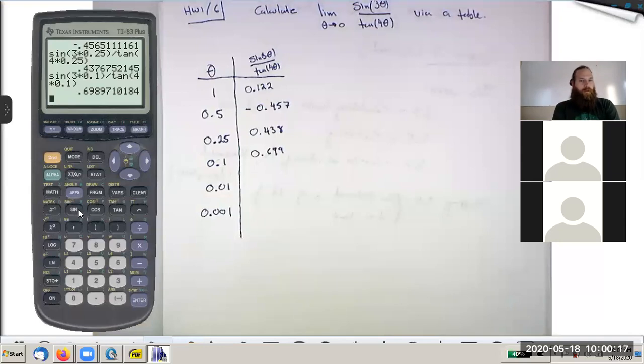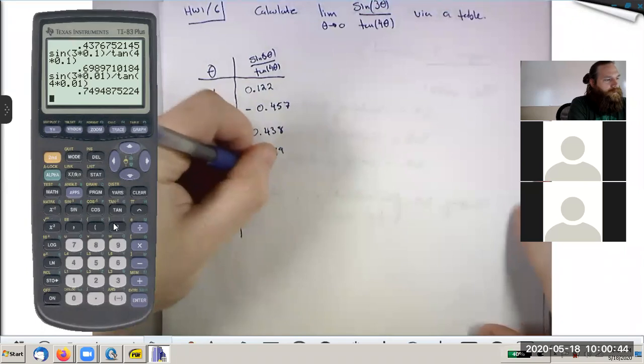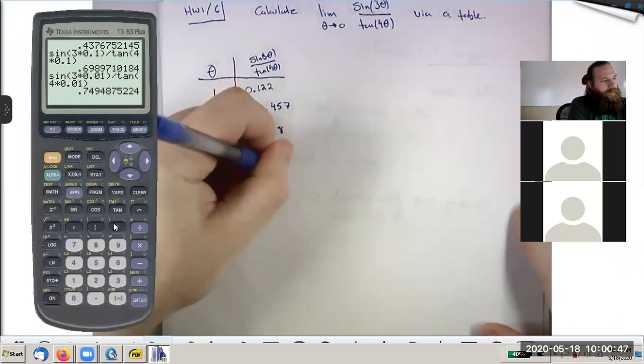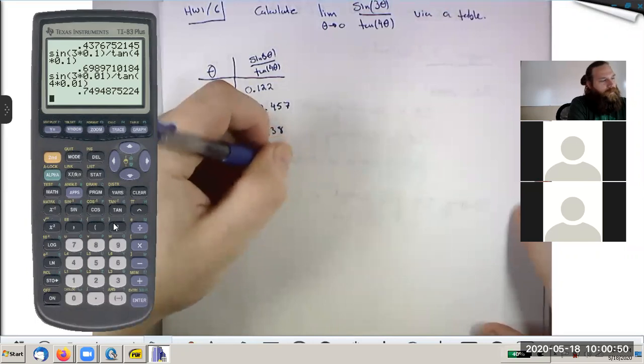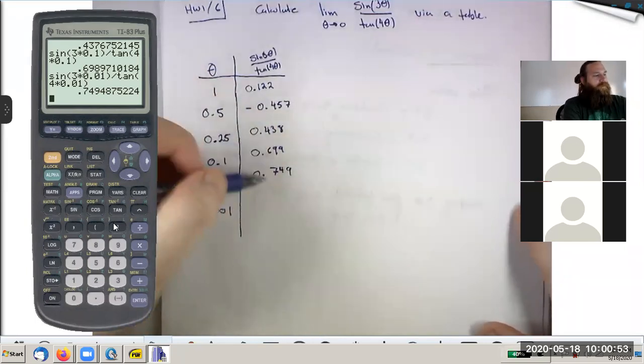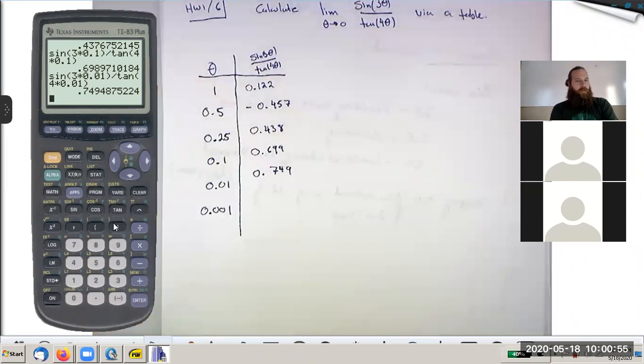My next row is theta equals 0.01, so that'll be sine of 3 times 0.01 divided by the tangent of 4 times 0.01. And this is 0.749. Okay, so these are starting to get closer to something. 0.4, 0.6, 0.7.